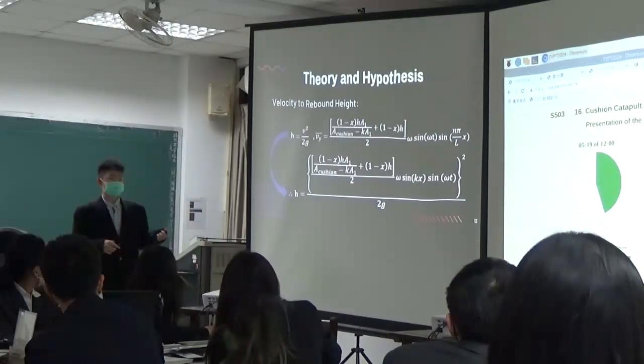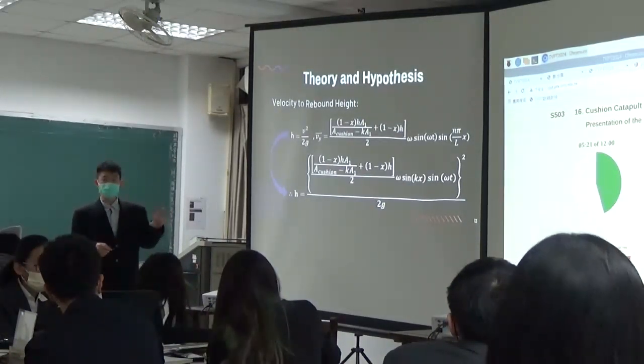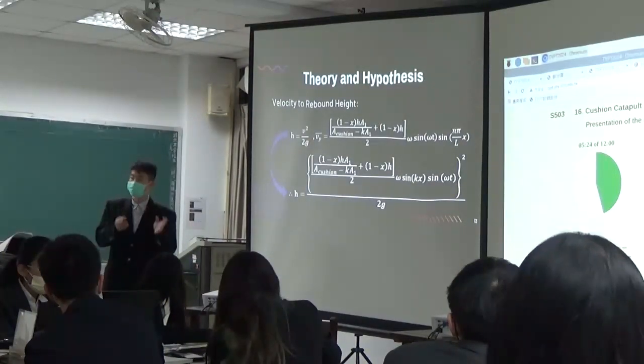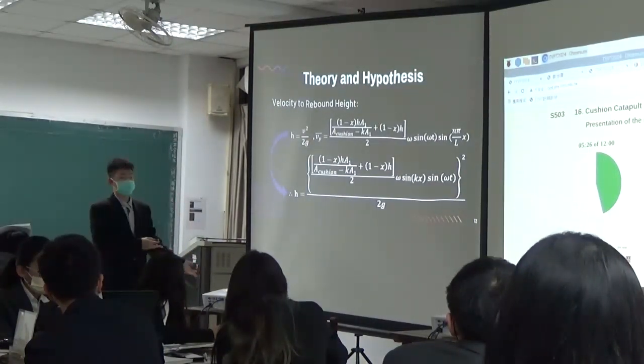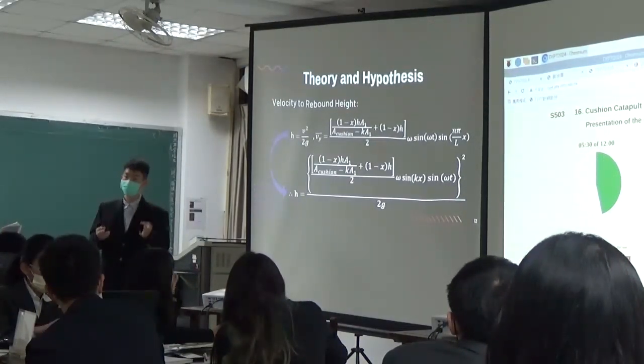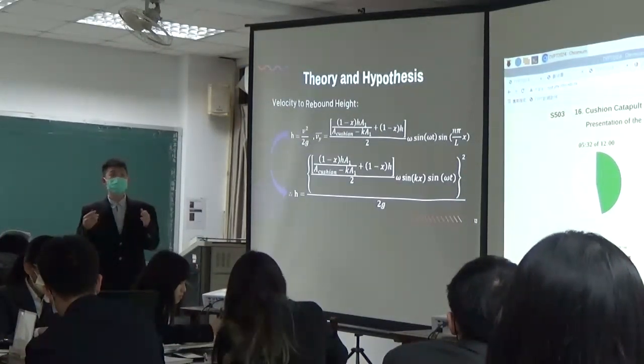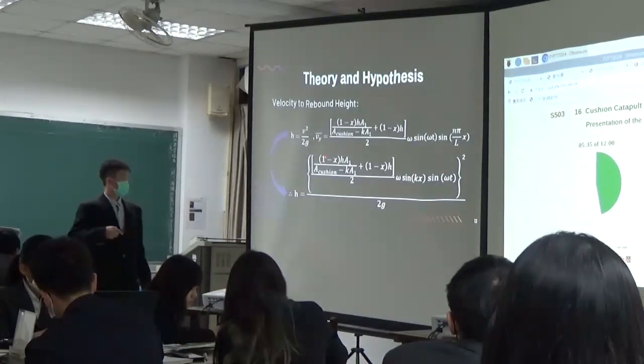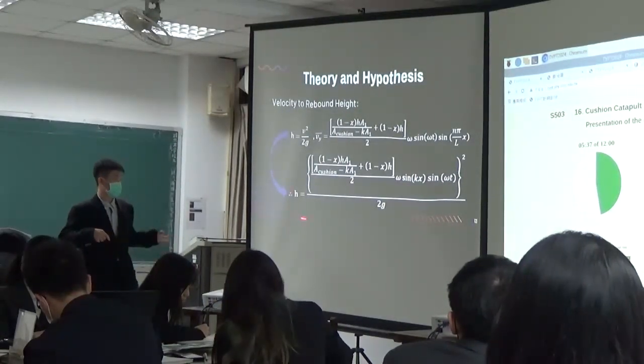Because it is easier for us to measure the height, we can convert height into the exit velocity. So in the whole experiment, we use the height of the marble catapulted to represent the exit velocity. And so this is the formula for the height.